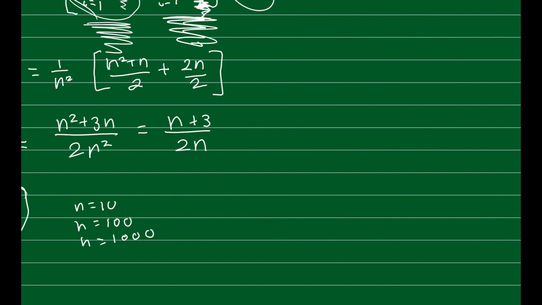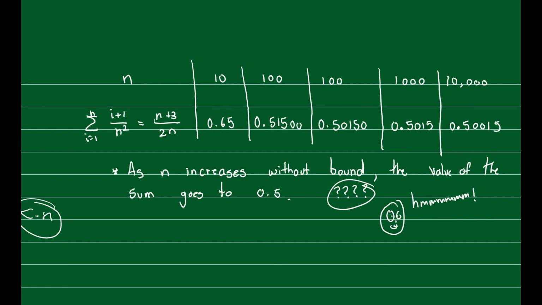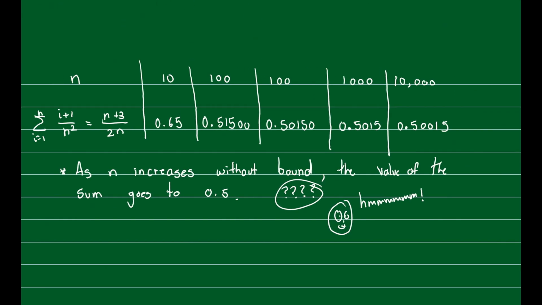If we go ahead and do that, we have this table. All right, that's what this is saying. When n is 10, we substitute into our function, and we have the value 0.65. As n is 100, we have 0.515, and so on. Notice that as n gets to 10,000, our value becomes 0.50015. So we can establish this conclusion: as n increases without bound, the value of the sum goes to 0.5.